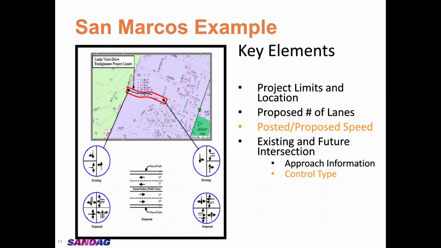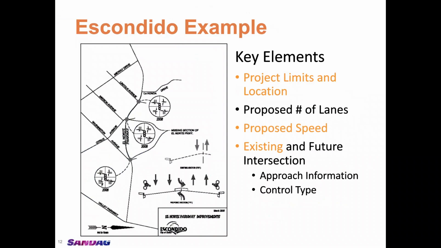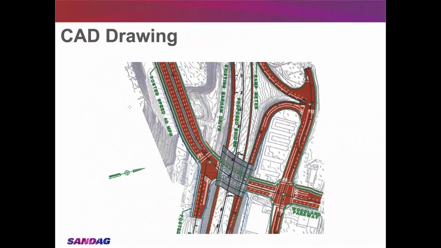From the city of San Marcos, this is another good example. The key elements here are, again, project limits and location, the proposed number of new lanes, the posted speed, and the existing and future intersection configurations circled in the callouts. Another example from the city of Escondido. Again, those key elements, the project limits and location, the number of lanes, posted speed, and future and existing intersection configurations, along with a good section diagram in the lower right corner showing that center turn lane.